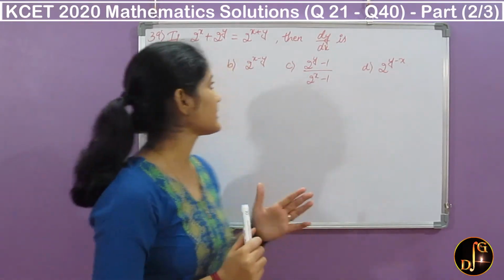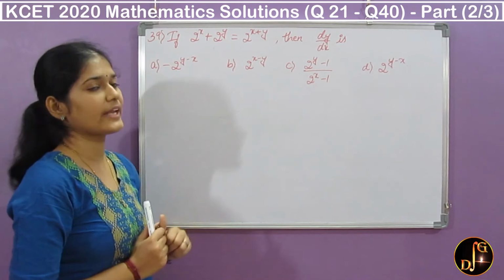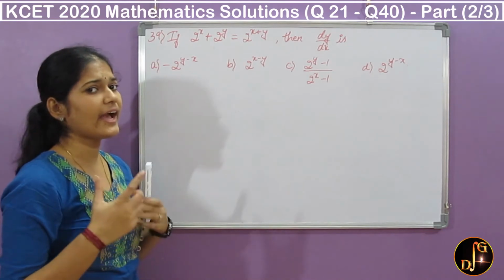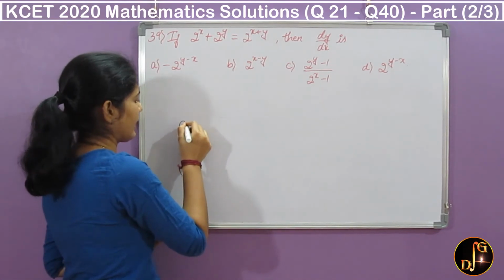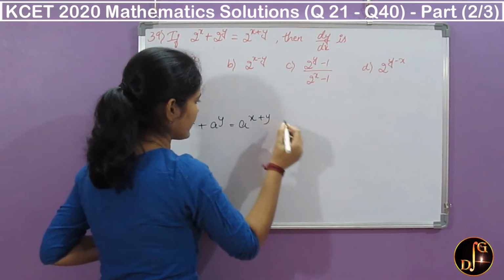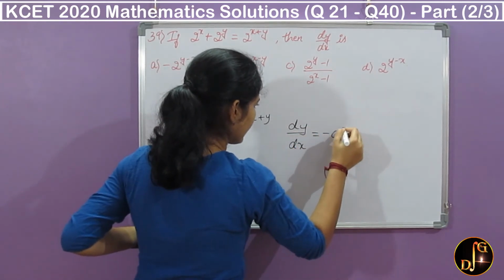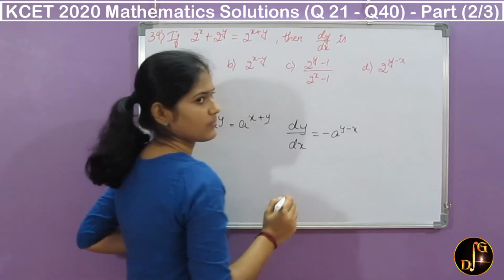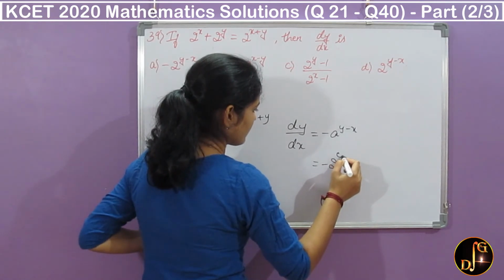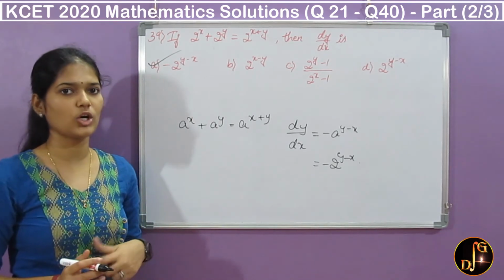In this problem, it is given that if 2 power x plus 2 power y is equal to 2 power x plus y, then we have to find the value of dy by dx. We have direct formula for this. That is, if you have a power x plus a power y is equal to a power x plus y, then dy by dx is equal to minus a power y minus x. So here in place of a we have 2, so the answer is minus 2 power y minus x. That is option A, right? Now let's move on to the next problem.